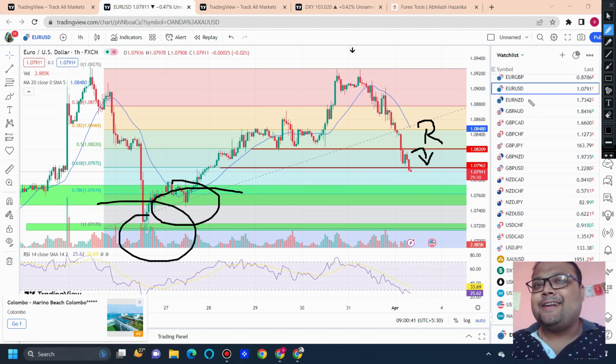Do not gamble with your hard-earned money. Bye-bye, take care. Wait for the market to settle down so that you can trade accordingly. Okay, bye-bye.